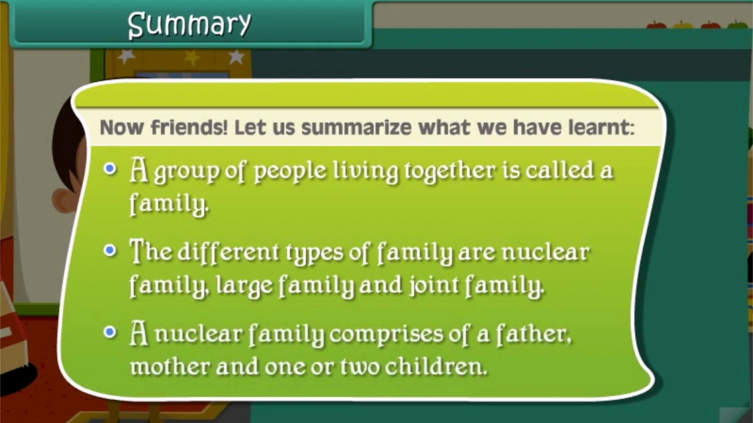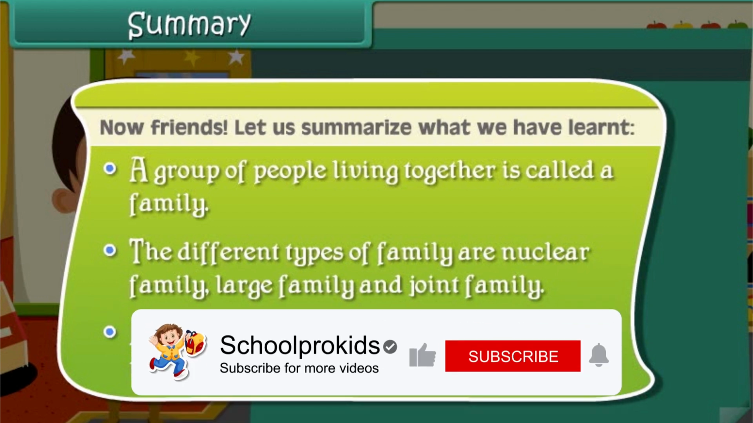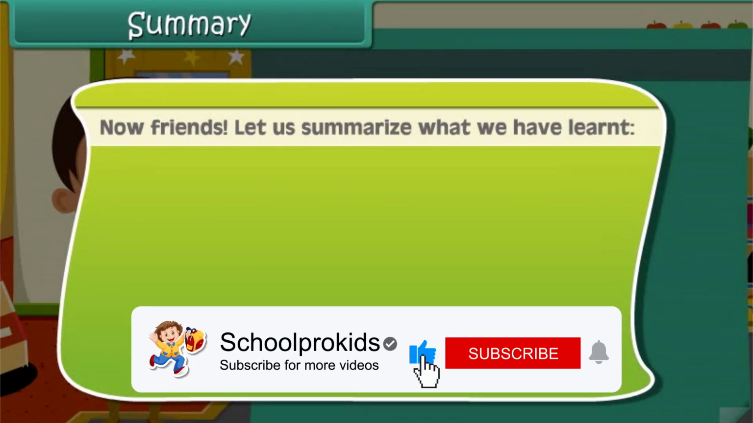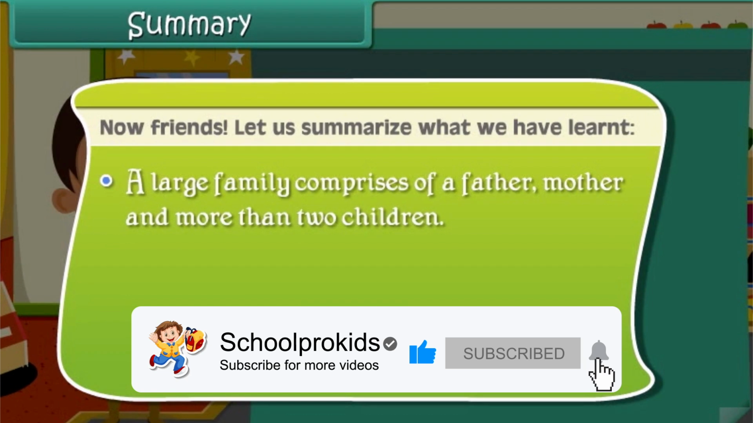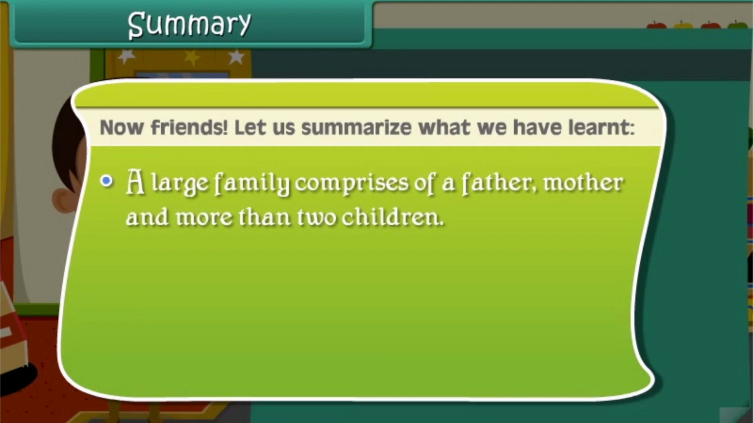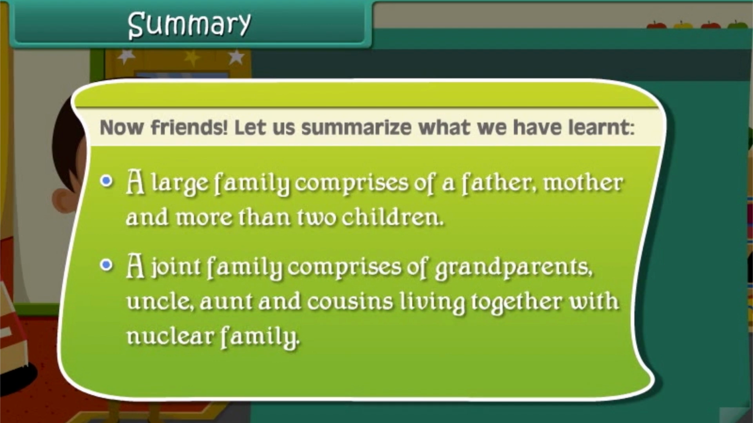A nuclear family comprises of a father, mother, and 1 or 2 children. A large family comprises of a father, mother, and more than 2 children. A joint family comprises of grandparents, uncle, aunt, and cousins living together with the nuclear family.